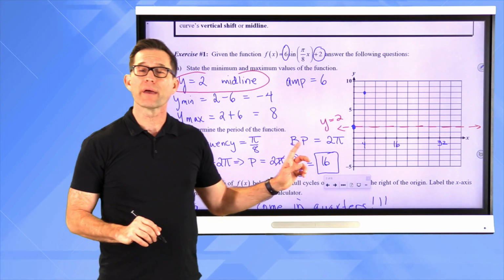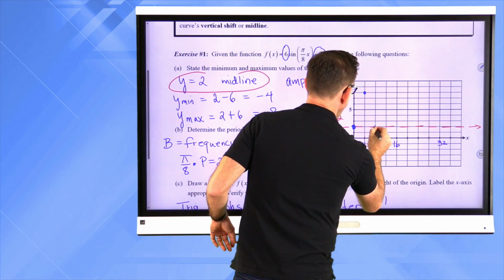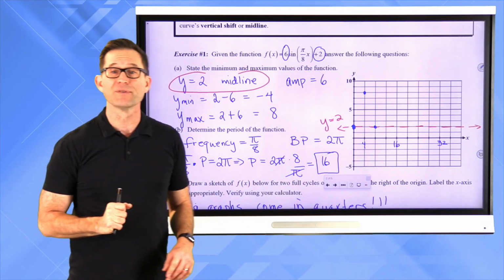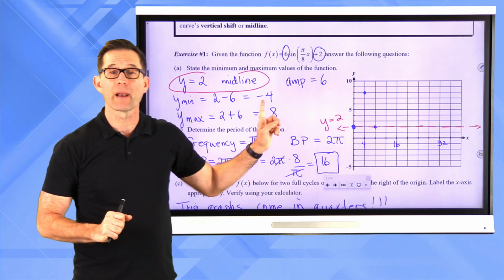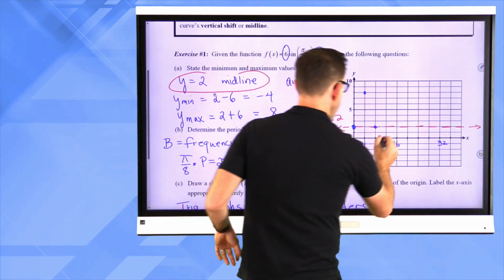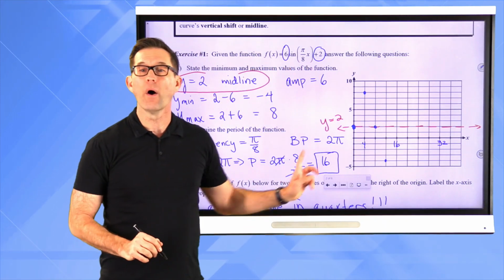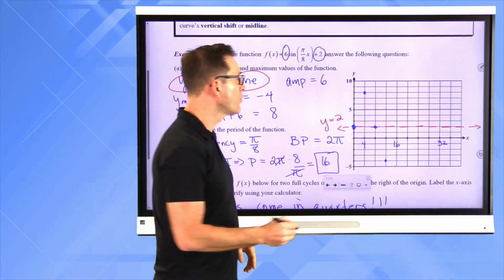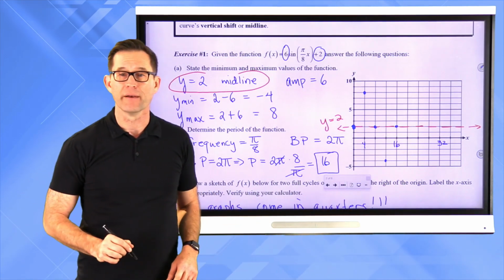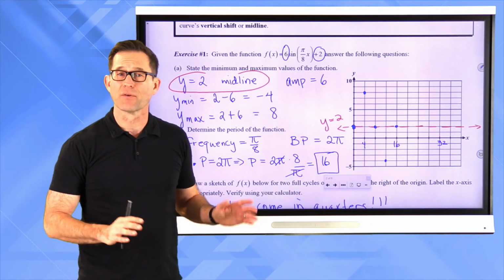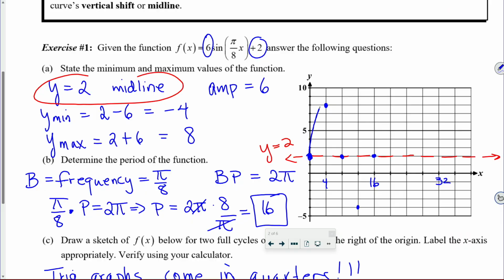Then when I go another 1/4 of a period over, I'm going to be back at my midline, so I'm going to be back at y equals 2. Then I'm going to move another 1/4 of a period over, and I'm going to be at my minimum at -4. And then I'm going to move one more 1/4 of a period over, which means I will have gone through a full period, and I'll be back at my midline. Now, it does say 2 full cycles, but let me throw in the first cycle, and then we'll put in the next one.